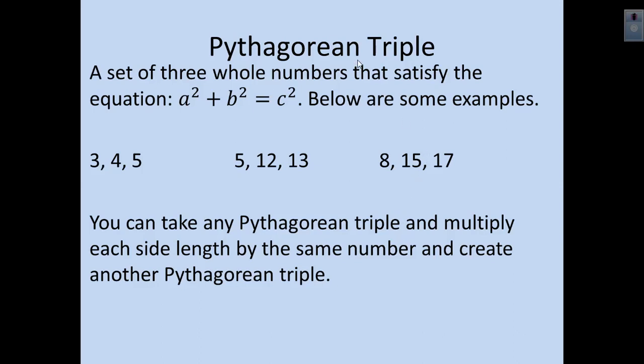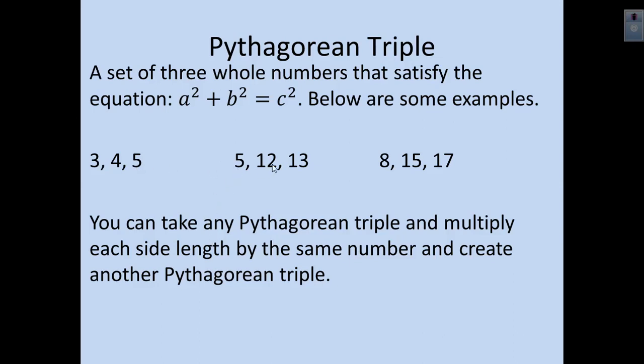Next, we're going to look at a Pythagorean triple. A Pythagorean triple is a set of whole numbers that satisfy the equation a squared plus b squared equals c squared. These are all whole numbers, not made up of fractions or any decimals. 3, 4, 5 is the basic right triangle. If you took 3 squared and 4 squared, it should be equal to 5 squared. 3 squared is 9, 4 squared is 16, and 5 squared is 25.